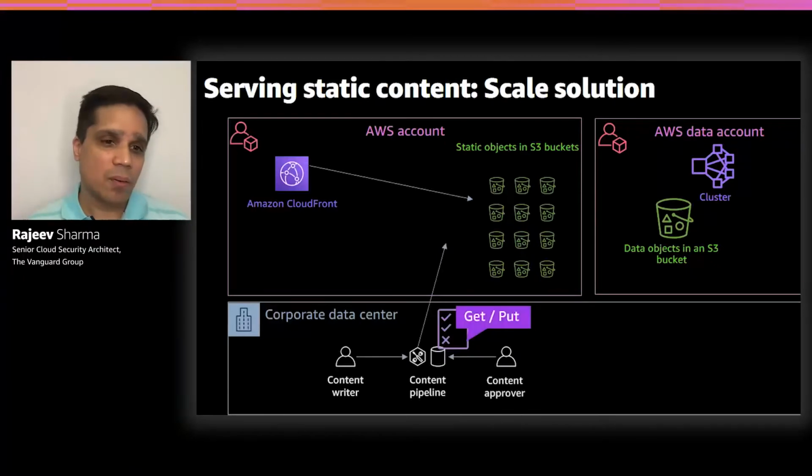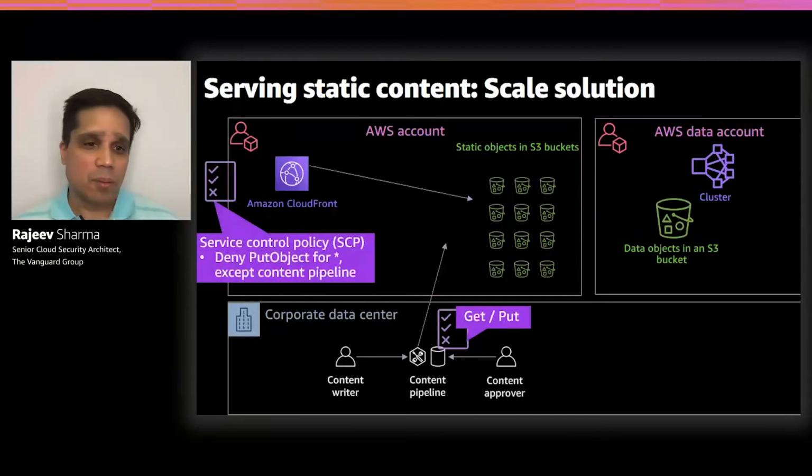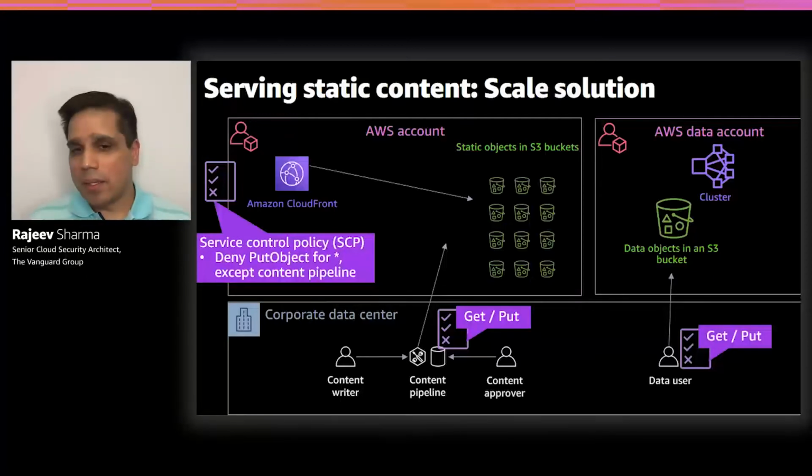The pipeline would only be allowed to put static content into the static content account. We can control this through a service control policy. And here we deny any kind of put object except for the pipeline. And then the data users only have access to accounts that have data in their S3 buckets.